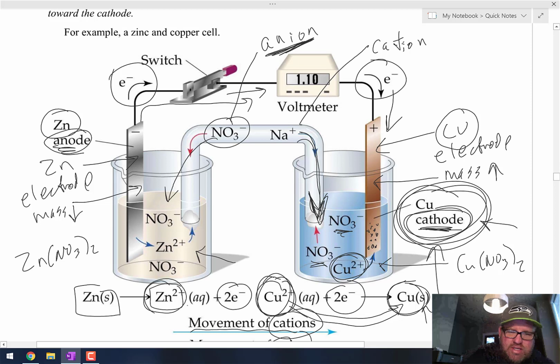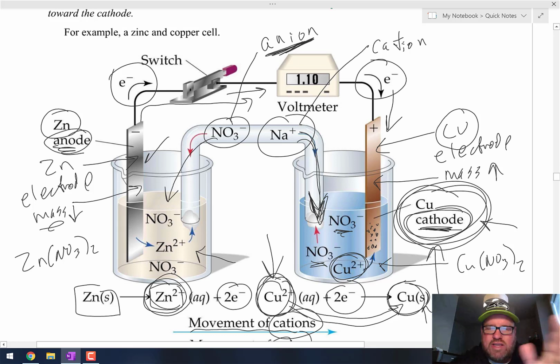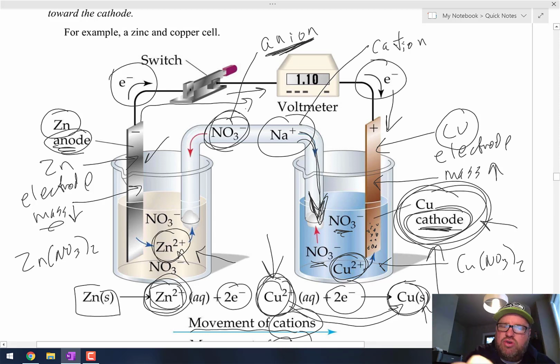Because of the increase in the zinc 2+ ions, as the mass of this electrode goes down, you need negative charges to balance out that increase in the zinc 2+ ions. And then on the right-hand side, the cations, the positively charged ions, flow to the cathode because the decrease in the copper 2+ concentration causes an imbalance in the charges, and so we need more positive charges. And if you'll notice, for every one zinc that flows in, because it has a +2 charge, you're going to need 2 nitrates. And yes, they've asked questions about that before.